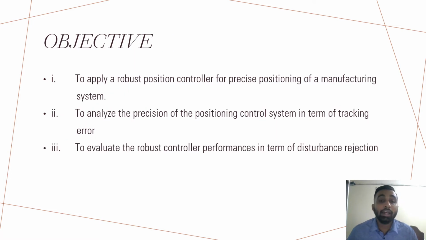So now there are three objectives for this project. The first one will be to apply a robust position controller for precise positioning of a manufacturing system. The second objective will be to analyze the precision of the positioning control system in terms of tracking error. And the last objective will be to evaluate the robust controller performance in terms of disturbance rejection.